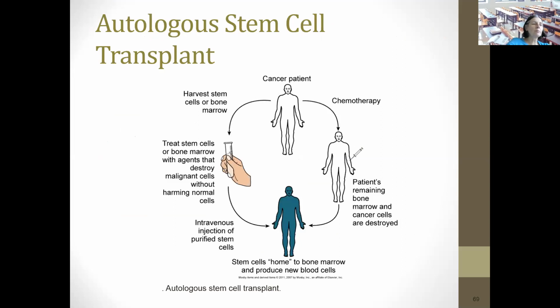Autologous stem cell transplant, you have a patient who will harvest healthy marrow. We'll treat those stem cells to make sure no malignant cells are in them. We'll wash it to make sure there's no bone fragments in it. And then we'll give the patient back those stem cells when they need them after their chemotherapy dose.